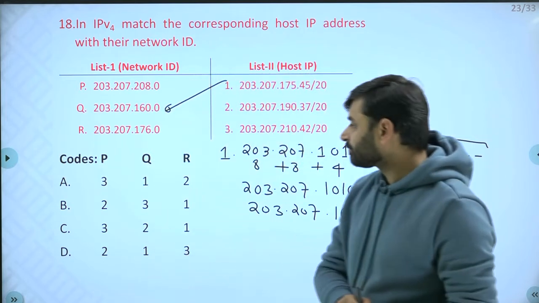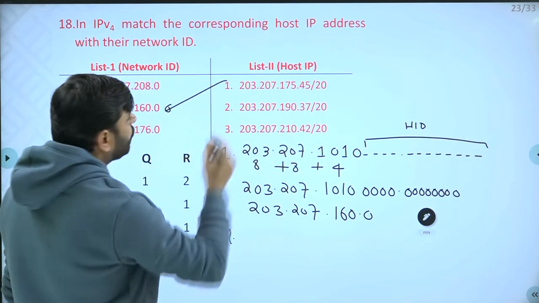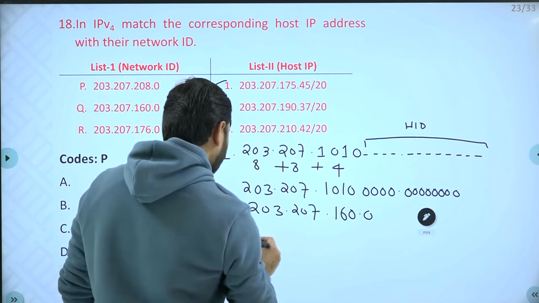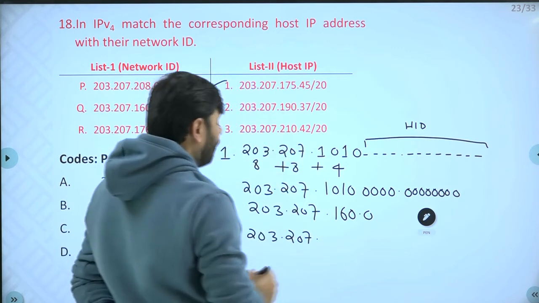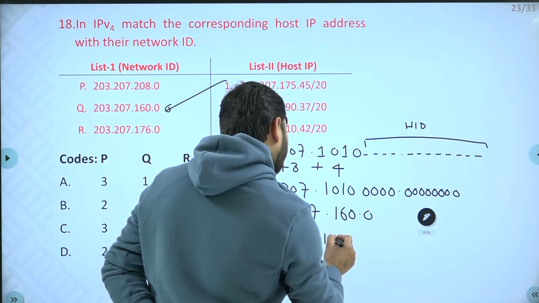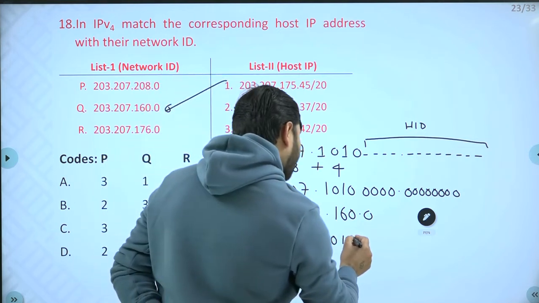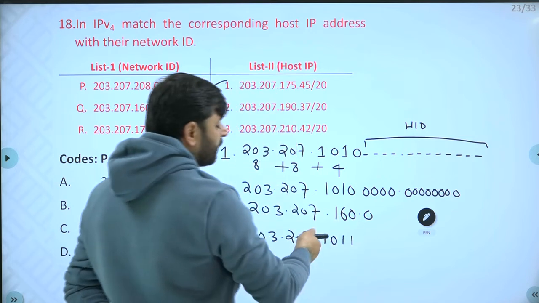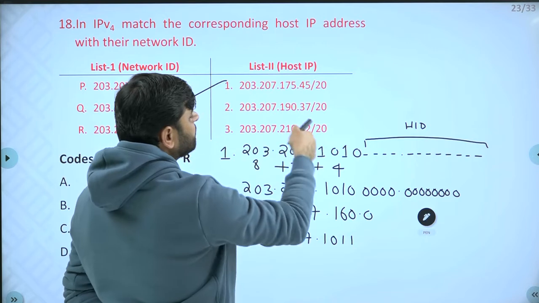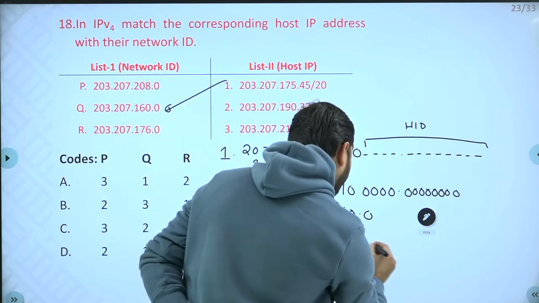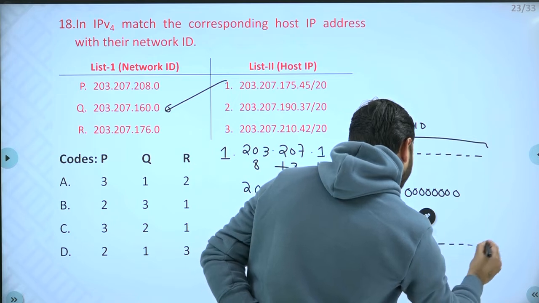or not? Yes, sir. Now if I go for the second one, it is /20. It is 203.207 dot 190. 128 will be 1, 64 will be 0, 32 will be 1, because 128 plus 32 is 160, and again this 16 will be 1, because 160 plus 16 is 176. And the remaining bits, no need to convert, because this network ID is 20 bits here. Again no need to convert into 0 and 1.